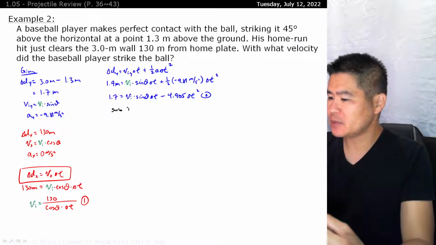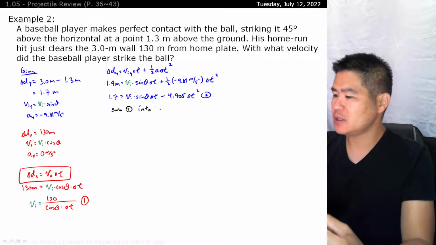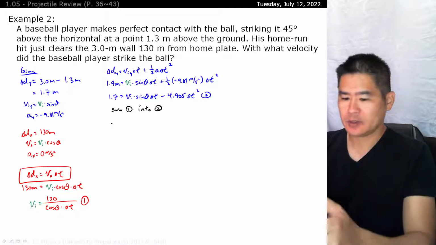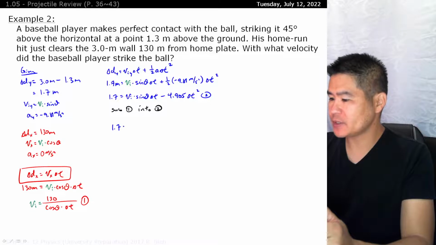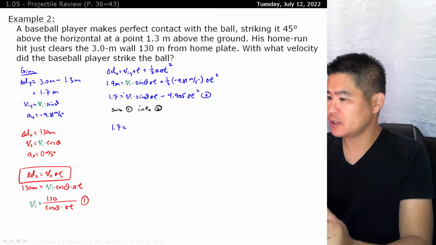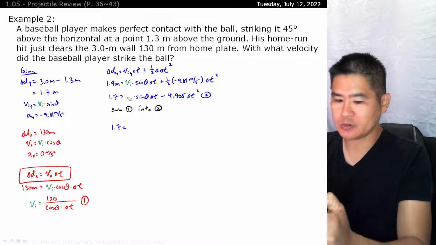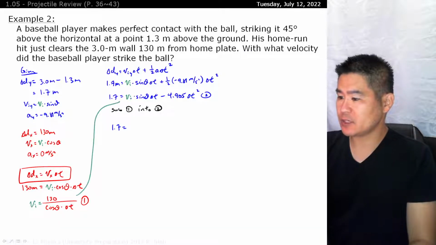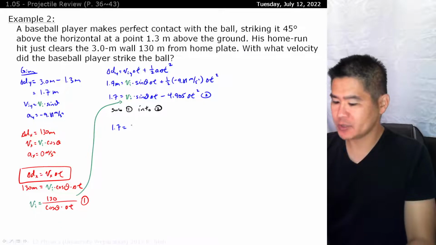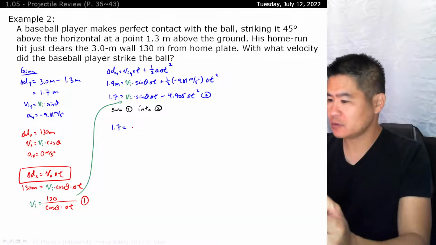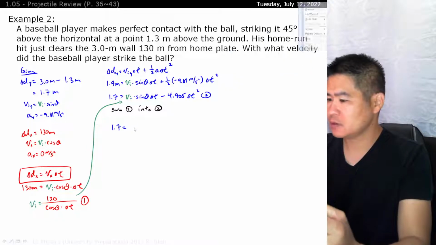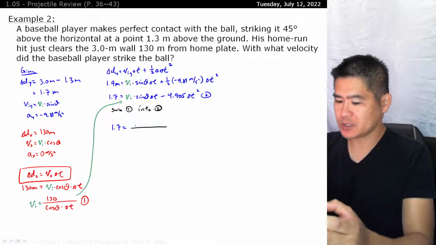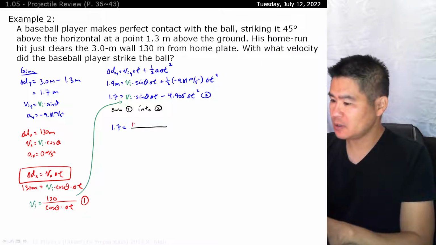Okay, so I'm going to sub 1 into 2. Now let's be careful with our color coding. 1.7 is equal to, and you know what, I forgot to change that to green VI. There you go, because we're going to sub this directly up into there. So 1.7 is equal to, okay, let's just be careful with this. This is where most students make a mistake, including me.